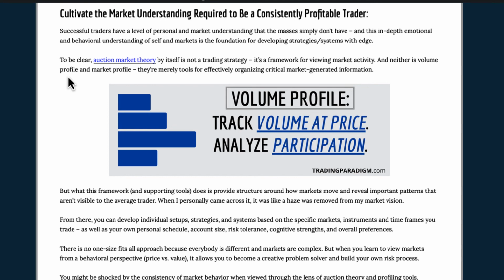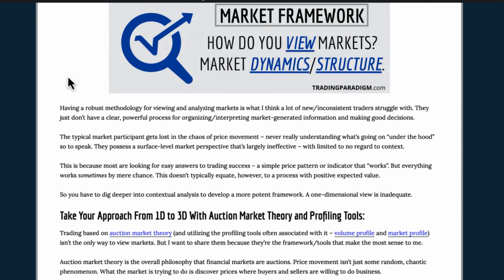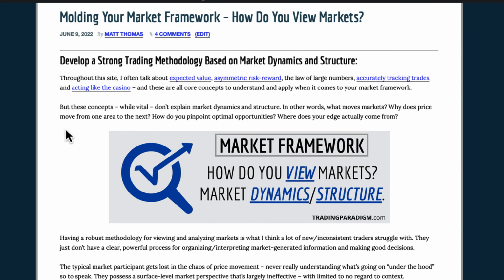So I suggest ditching any of your ineffective beliefs on how markets work and learning to view them from the perspective of price versus value. Looking at markets through the lens of auction theory and the profiling tools often used in conjunction with it isn't the only way to observe and interpret the markets, but it's what makes the most sense to me. It's removed so much of the confusion and mysticism surrounding market activity, and you might be shocked by the consistency of market behavior when viewed through the auction process. I'm not trying to force you down any specific path in terms of your trading methodology, because that's ultimately up to you, but not making you aware of all this I think would be a huge mistake on my part. This is something that I believe can help traders of all kinds.